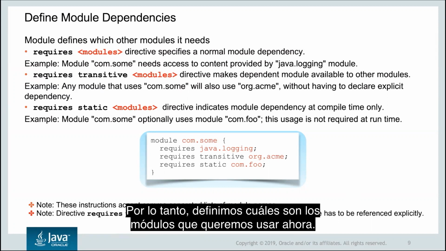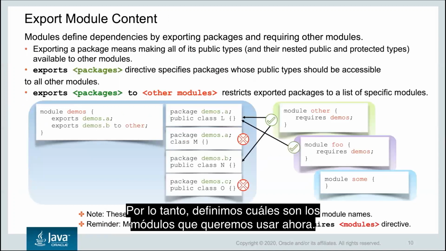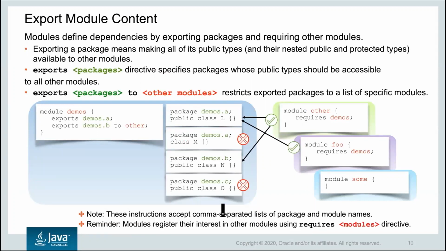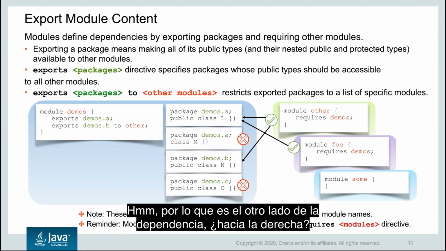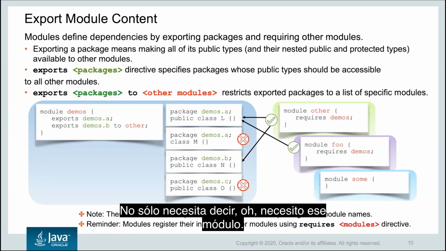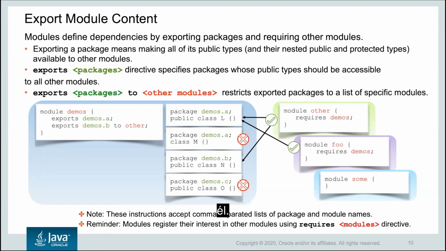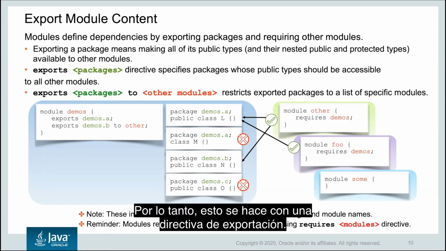So we define which other modules we'd like to use. Now, which packages out of a given module we allow others to use. That's the other side of the dependency, right? Not only do you need to say, I need that module, but that module needs to allow you to use whatever is inside it. That's done with an exports directive.